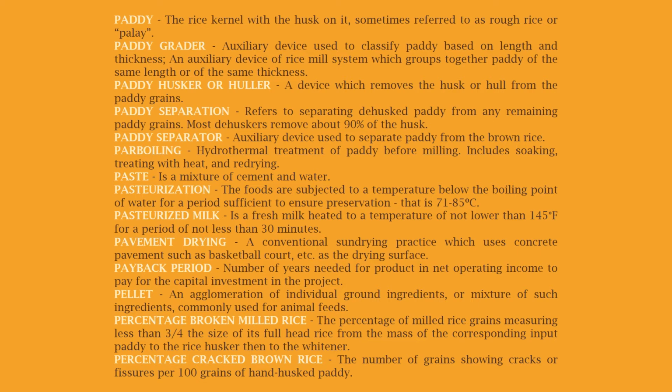Most dehuskers remove about 90% of the husk. Paddy separator. Auxiliary device used to separate paddy from the brown rice. Parboiling. Hydrothermal treatment of paddy before milling. Includes soaking, treating with heat, and re-drying.